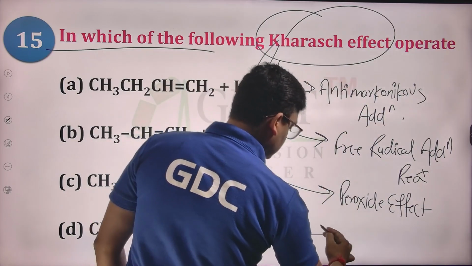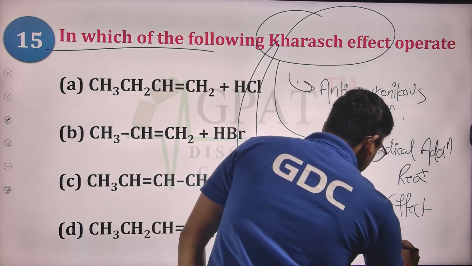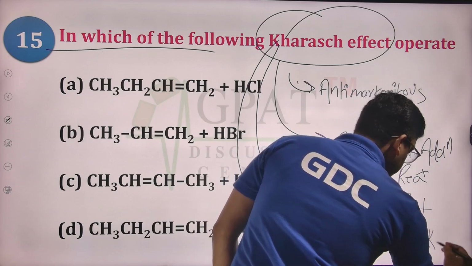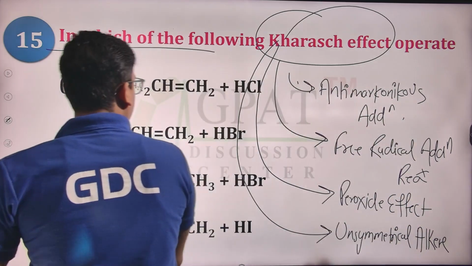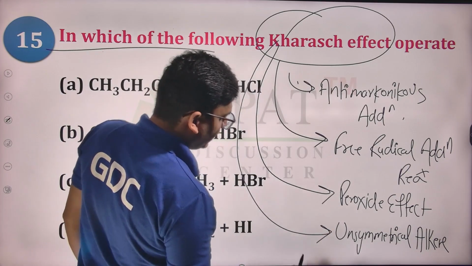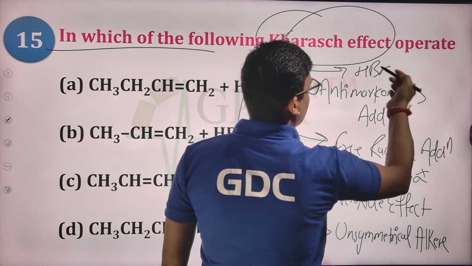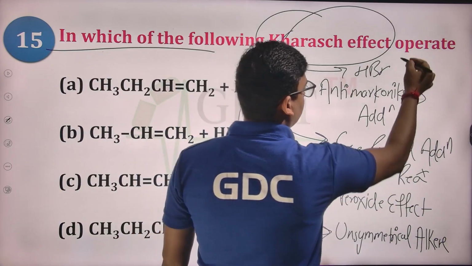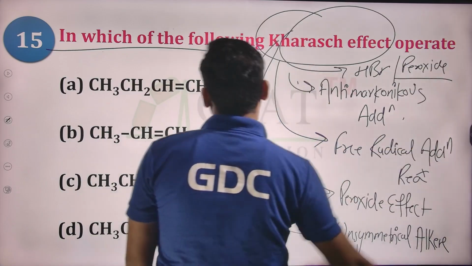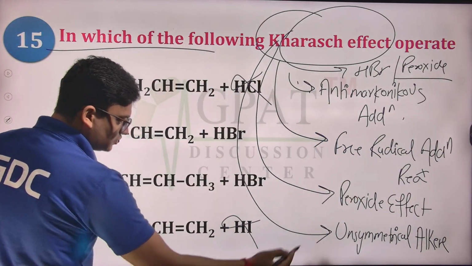That means unsymmetrical alkene. So that is only possible, let me write down one more thing, that is only possible when HBr is added in the presence of peroxide. HBr in presence of peroxide. So HCl is wrong. HI is wrong.